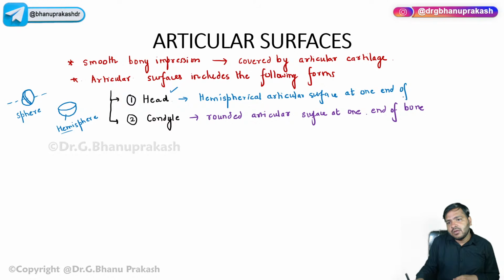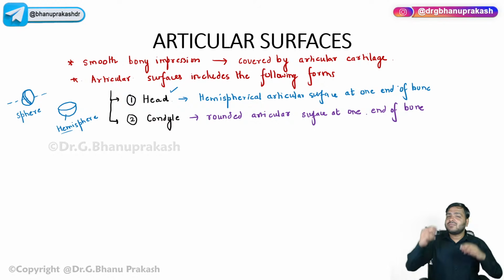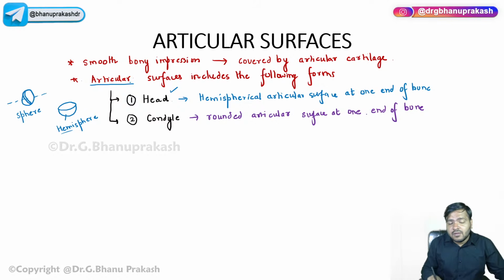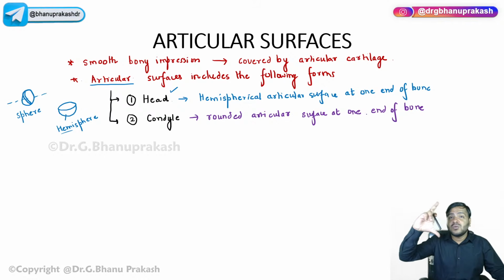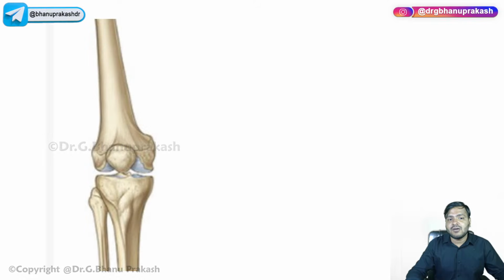At one end. Obviously the head and the condyles will be present at the ends only, because these are the parts which will participate in the joint formation. Obviously, in the middle of the bone I will not see a condyle anywhere, nor will I see a head. They will always be present at the end. So we have seen the head of the humerus, head of the femur. Now let us see the condyles of the femur.